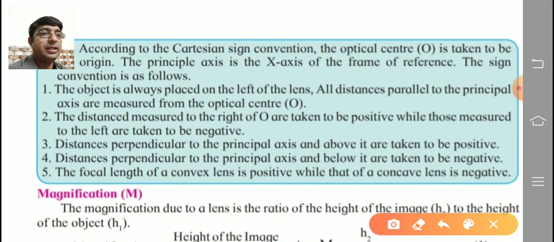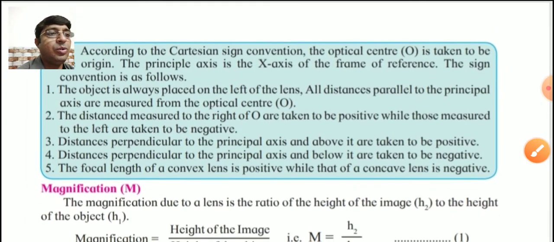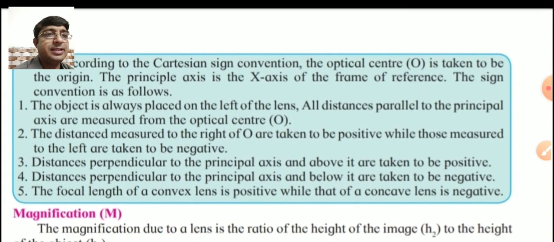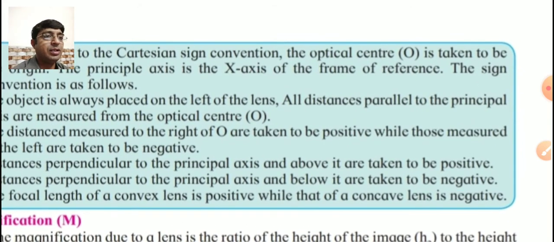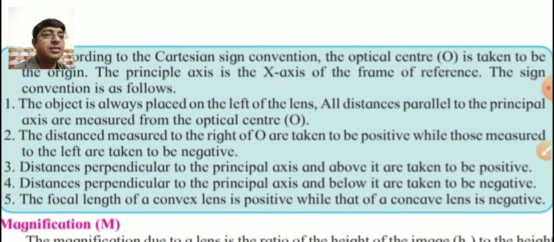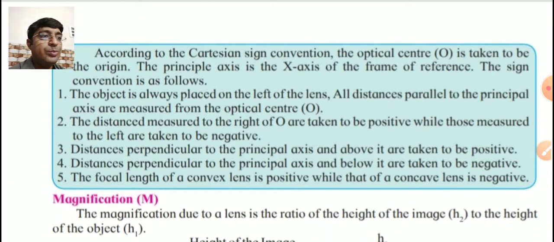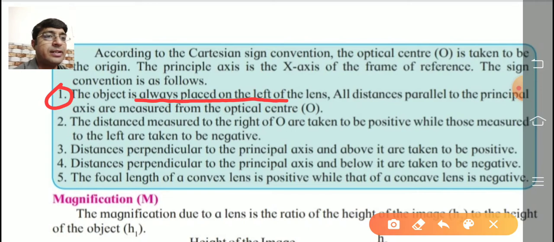According to the Cartesian sign convention, the optical center O is taken to be the origin. The principal axis is the x-axis of the frame of reference. The sign conventions given here. First point, the object always placed on the left hand side. Second point, start from here. All the distances parallel to the principal axis are measured from the optical center.